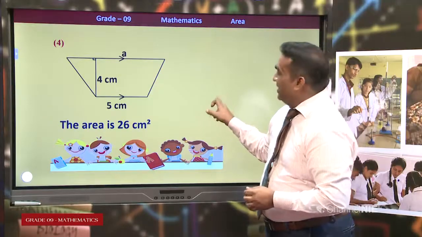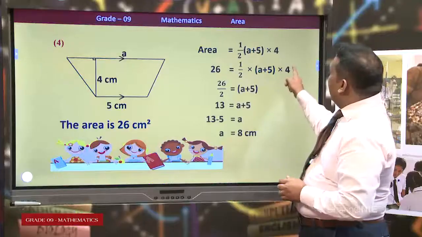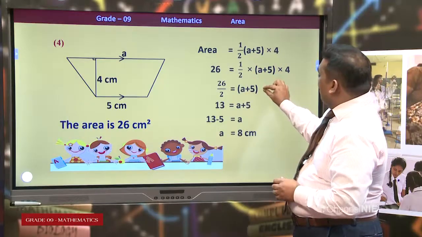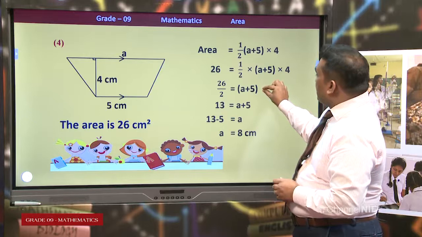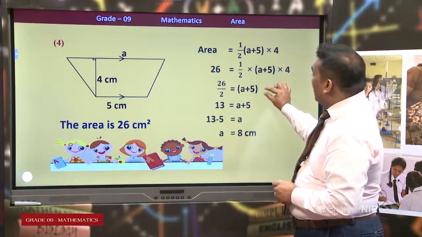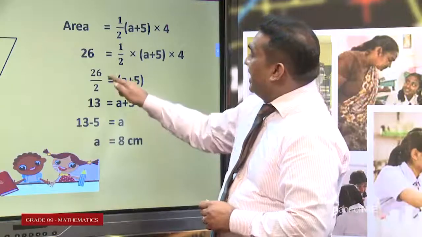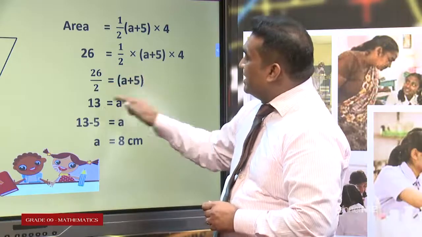How? Area of a trapezium, half into the sum of the lengths of the two parallel sides into the perpendicular height. Here area is 26, half into a plus 5 into 4. 4 divided by 2 is 2. 2 into a plus 5 is equal to 26. Divide both sides by 2, then 2 is cancelled. Here you can see a plus 5. Here 26 over 2 is 13.